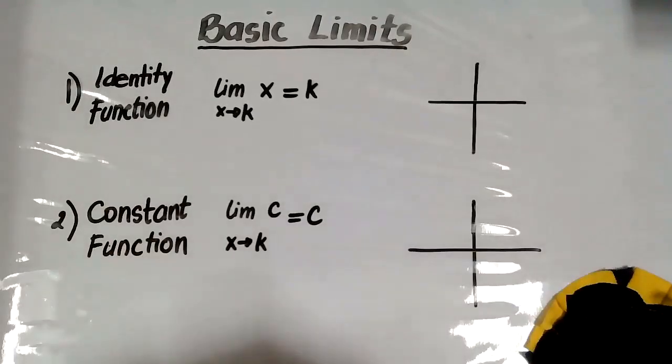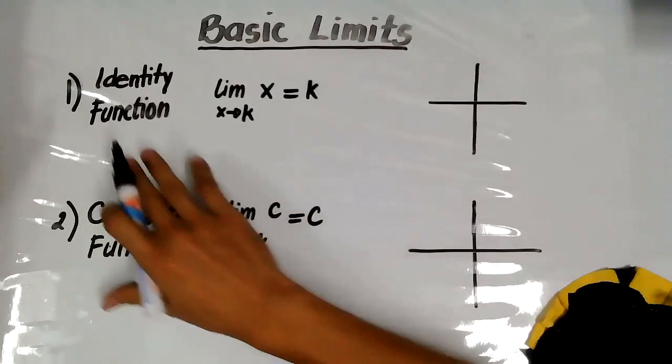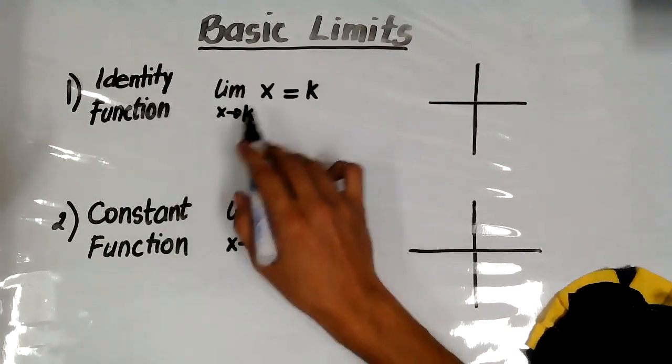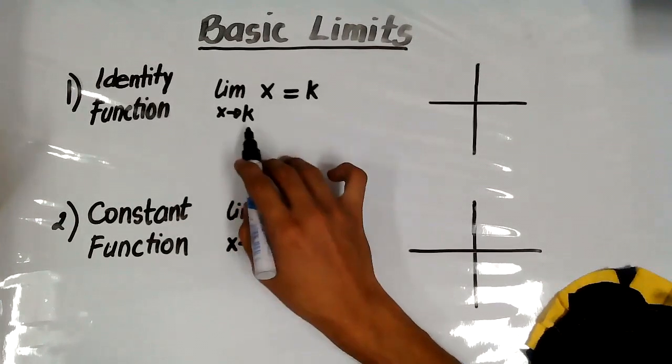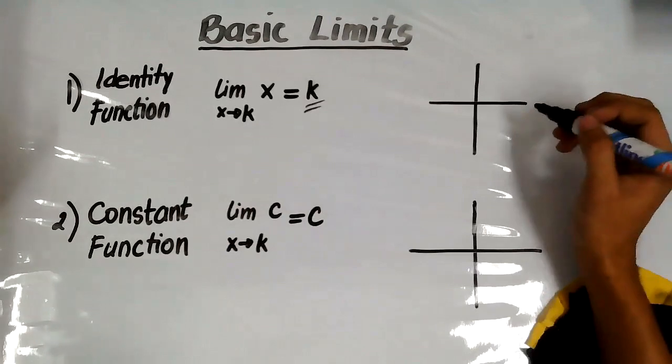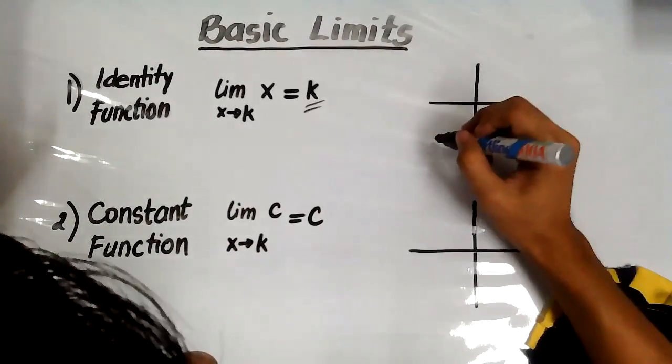So we have here the basic limit laws, which are the identity function and the constant function. So in the identity function, the limit of x as x approaches the value k is k. So here's the graph of this function for you to understand it clearly.